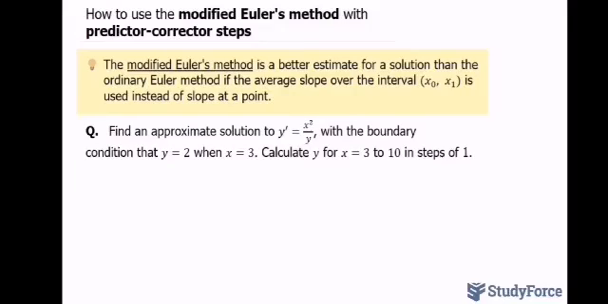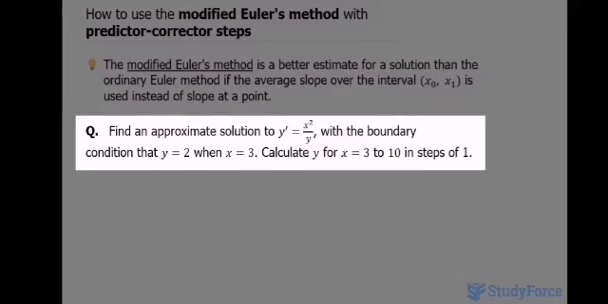The modified Euler's method is a better estimate for a solution to a differential equation than the ordinary Euler method if the average slope over the interval x sub 0 to x sub 1 is used instead of the slope at a point.